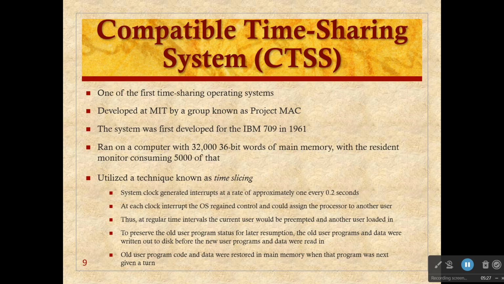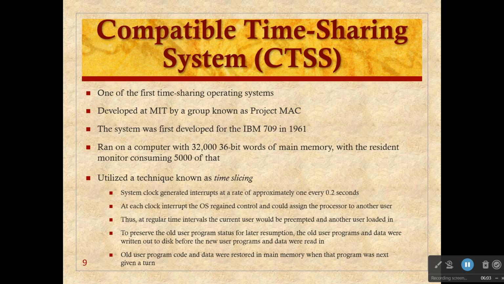Compared to later systems, CTSS is primitive. The system ran on a computer with 32,000 36-bit words of main memory, with the resident monitor consuming 5,000 of that. When control was to be assigned to an interactive user, the user program and data were loaded into the remaining 27,000 words of main memory. A program was always loaded to start at the location of the 5,000th word. This simplifies both the monitor and memory management.